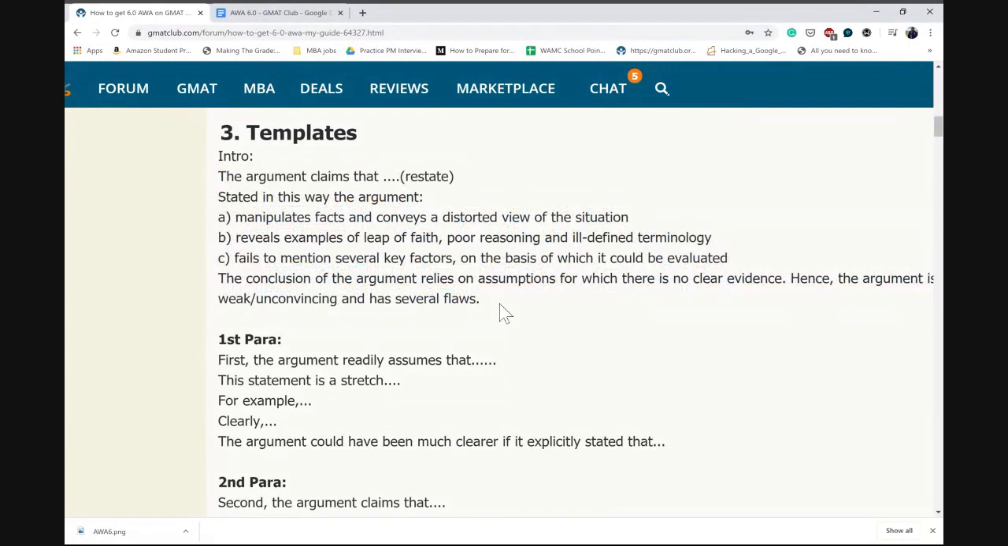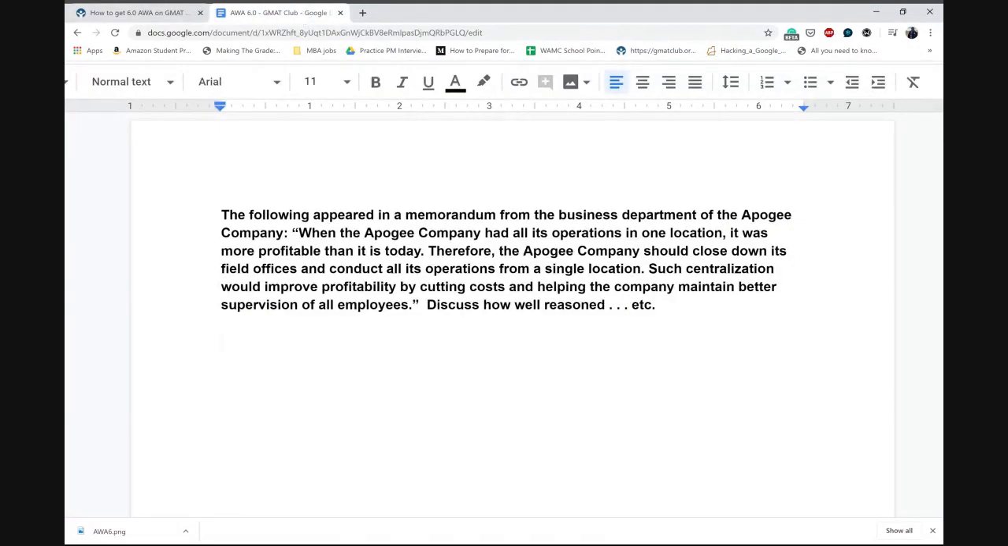So basically, I want to restate some of the claims that the argument has made. And then I'm going to write, stated in this way, the argument manipulates facts, reveals examples of leap of faith, fails to mention several key factors, right? Again, you don't have to write in those exact same words. In fact, I would recommend coming up with your own words, but the structure should ideally remain the same. So I'm going to go ahead and do that.